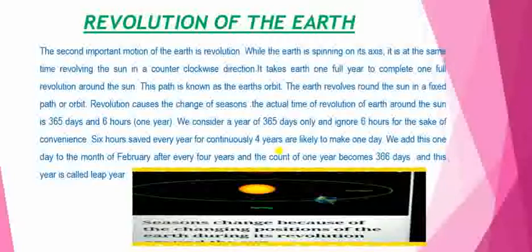The actual time of revolution of Earth around the Sun is 365 days and 6 hours. That's 1 year. But we consider a year of 365 days only and ignore 6 hours for the sake of convenience. The 6 hours saved every year for 4 continuous years make 1 day. We add this 1 day to the month of February after every 4 years, and the count of 1 year becomes 366 days, and this year is called a leap year.